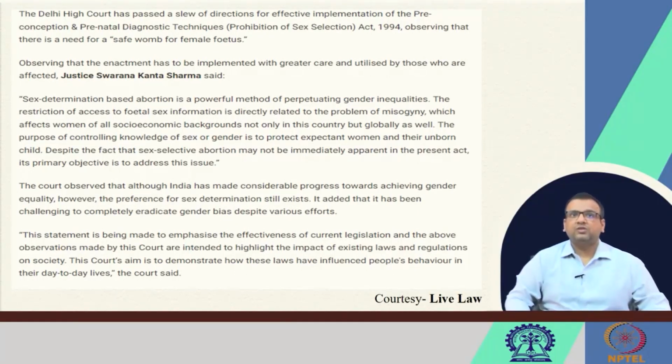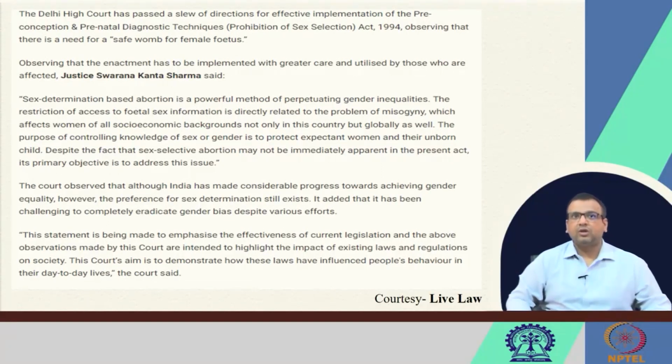Justice Swarana Kanta Sharma said sex determination based abortion is a powerful method of perpetuating gender inequalities. The restriction of access to female sex information is directly related to the problem of misogyny, which affects women of all socioeconomic backgrounds, not only in this country but globally as well. The purpose of controlling knowledge of sex or gender is to protect expectant women and their unborn child. Despite the fact that sex selective abortion may not be immediately apparent in the present Act, its primary objective is to address this issue.